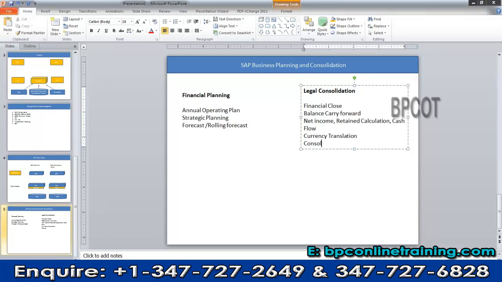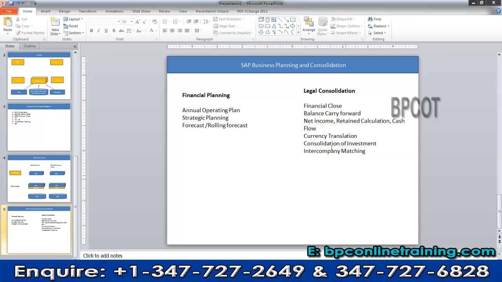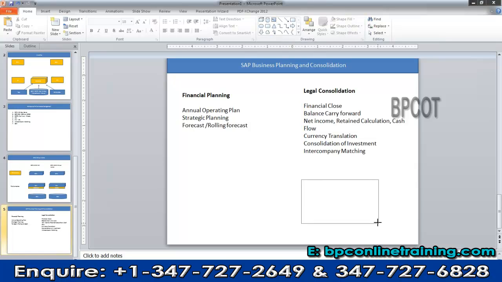You can do the consolidation of investments, whatever the method, that may be purchase method, that may be proportionate method, that may be equity method. You can do the consolidation of investment using the legal consolidation model. You can even do the intercompany eliminations, intercompany matchings, all this stuff. This is legal consolidation. And you have one more part, that is management consolidation.